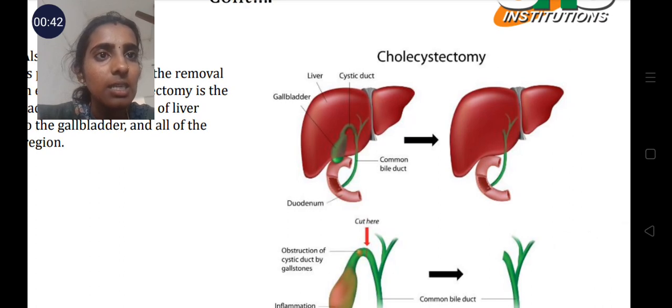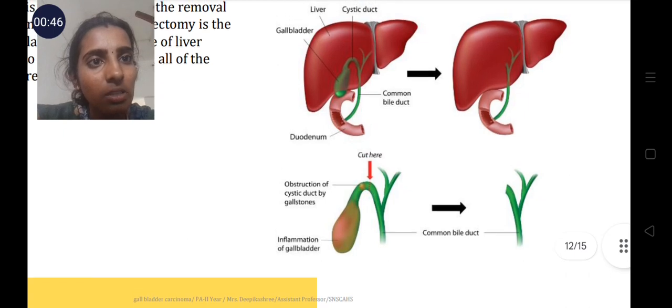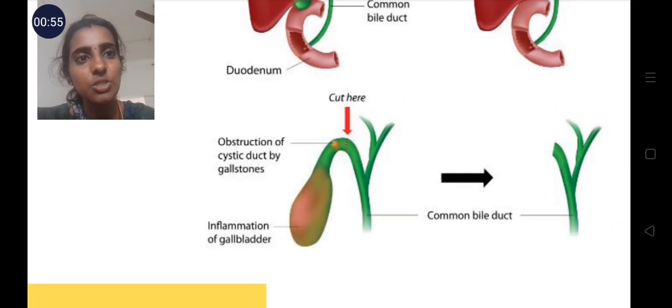There is the cystic duct, liver, gallbladder, common bile duct, duodenum. In this part, there is obstruction of the cystic duct by gallstones, and inflammation of the gallbladder. This is the common bile duct. So the surgeon makes the incision here.